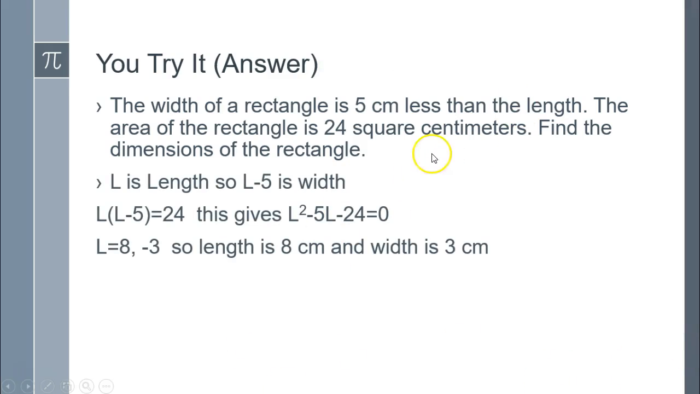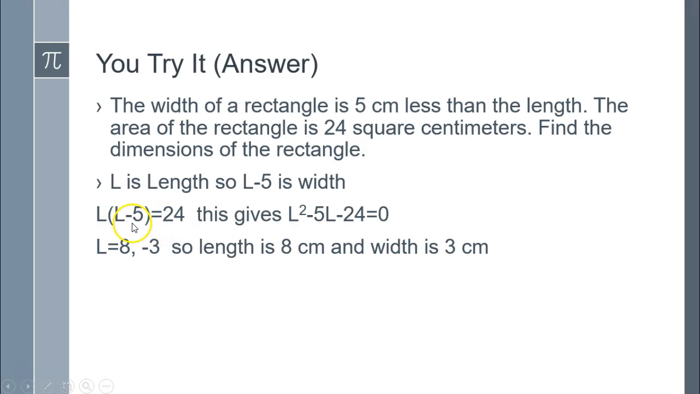So again, we're told the width is less than the length, so let length be L and the width is L minus 5. If I was told the length is less than the width, I might have labeled W and then labeled the other side W plus or minus something. But you're not told anything about the length, but you are told the width is related to the length, so label the length L, and then make the width whatever you're told, 5 centimeters less than L. So I do L times L minus 5 for the area. That's 24. I didn't draw the picture here, but it's helpful if you had drawn a picture.